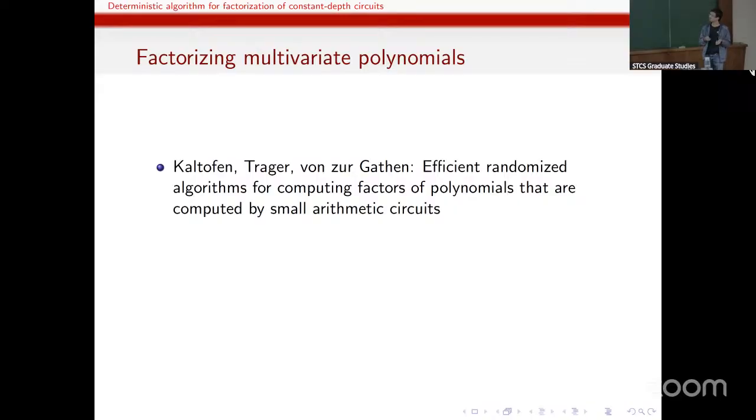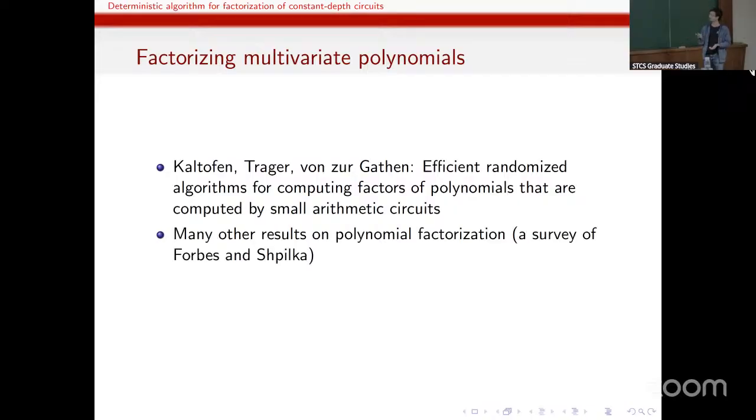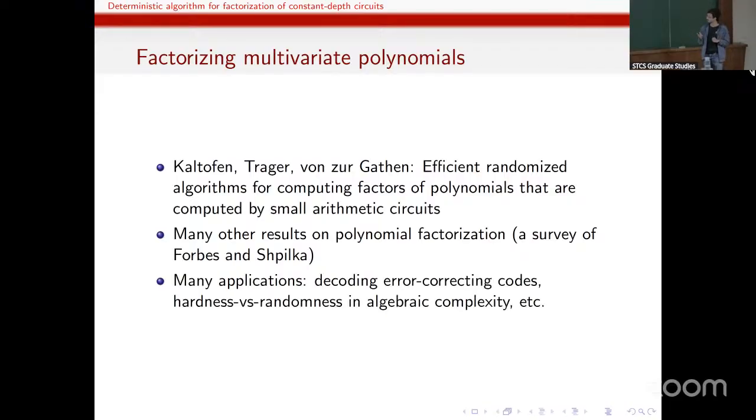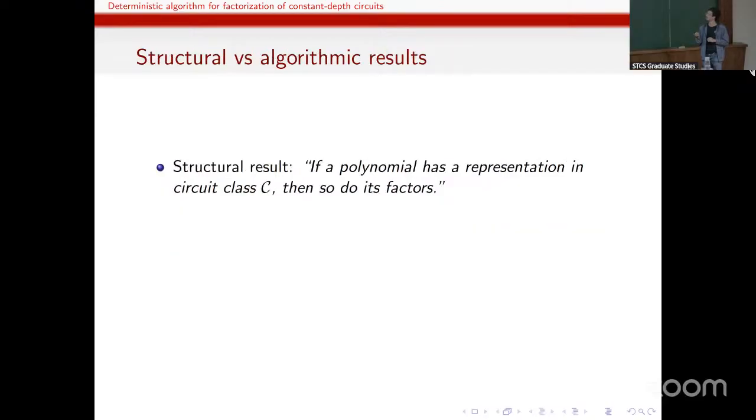In particular, note that there is both a structural result and an algorithmic result here, which is that because you're doing these things efficiently, your circuit sizes are going to be small for the factors. And moreover, you are computing these factors efficiently. And there have been many other restricted results on polynomial factorization. There's a great survey of Michael Forbes and Amir Shpilka. And there are also many interesting applications in coding theory, hardness versus randomness, and so on.